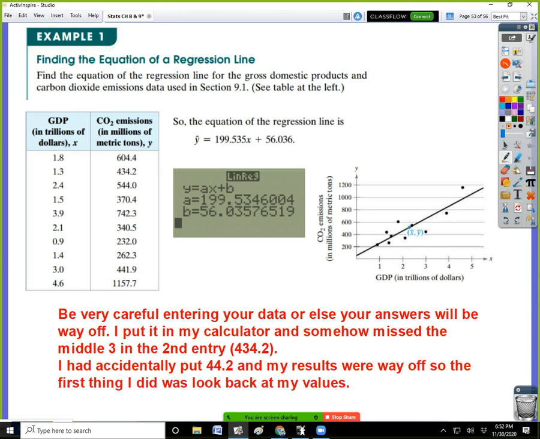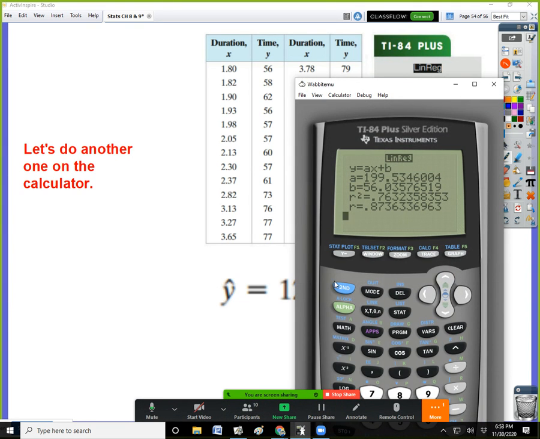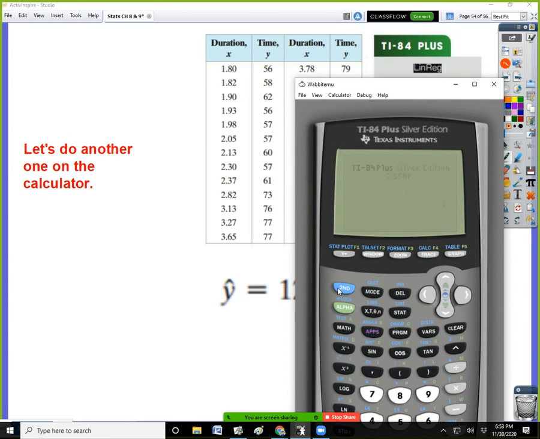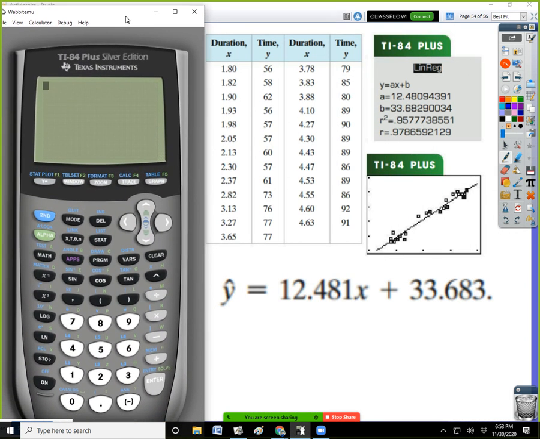In fact, before you go hitting stat calc, I would always check all your data to make sure that you didn't fat finger something, because it's very, very easy to put something in wrong. So be very careful with that. Another one on the calculator. Just messing around here. I'm going to go second plus 712, because I don't need my regression coefficient. I'm just trying to find the line.